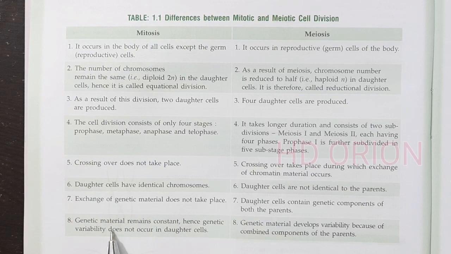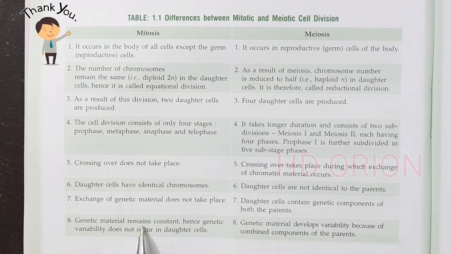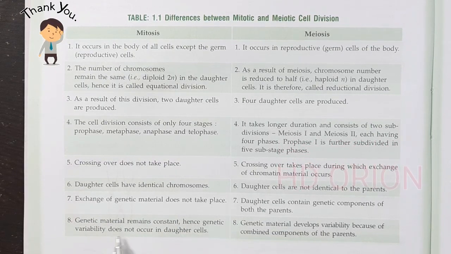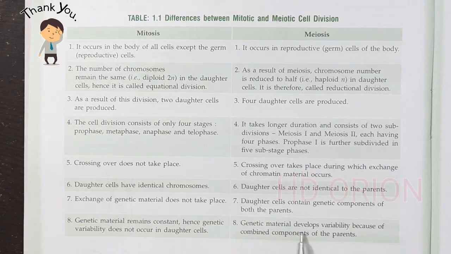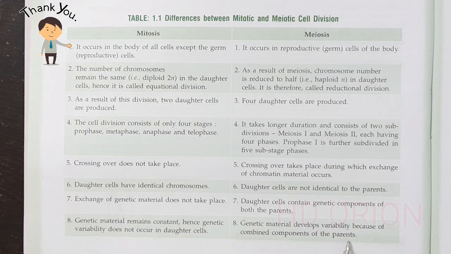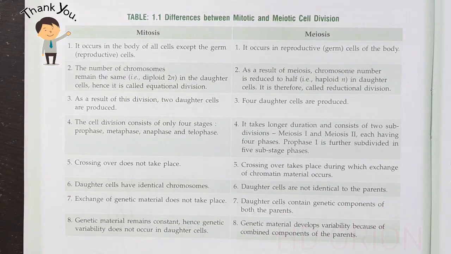And the last difference is that in mitosis the genetic material remains constant and genetic variability does not occur, while in meiosis the genetic material develops variability because of the combined components of the parents. So these are the differences between mitosis and meiosis.